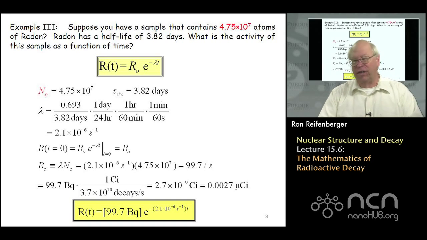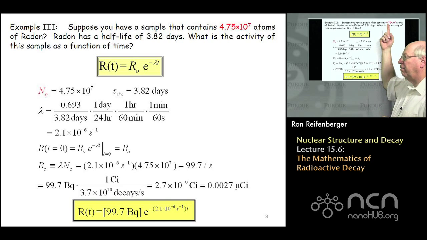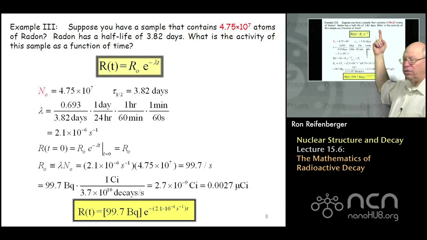Well, this is an example of how you calculate the activity of a sample as a function of time. So here we have a sample of radon. This particular sample of radon has 4.75 times 10 to the 7th atoms of radon. Radon has a half-life of 3.82 days. How many counts per second are you going to measure from this sample as a function of time?